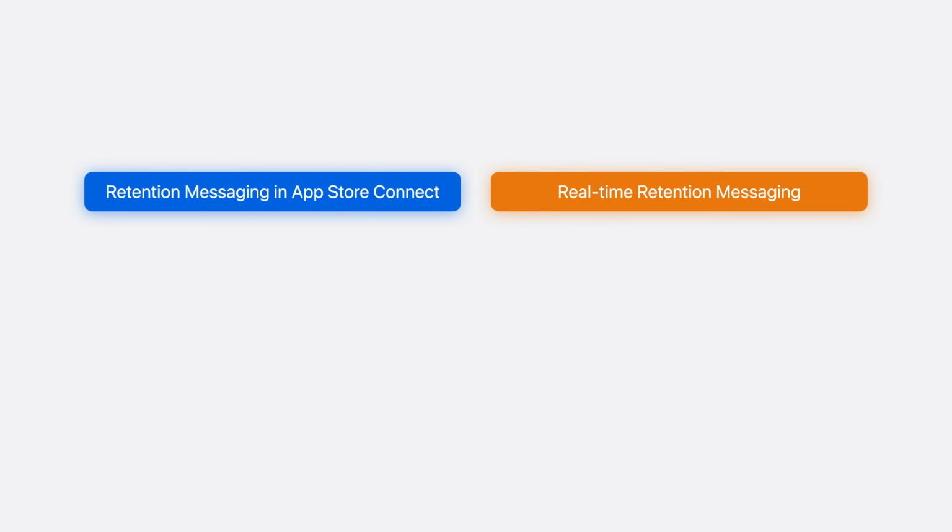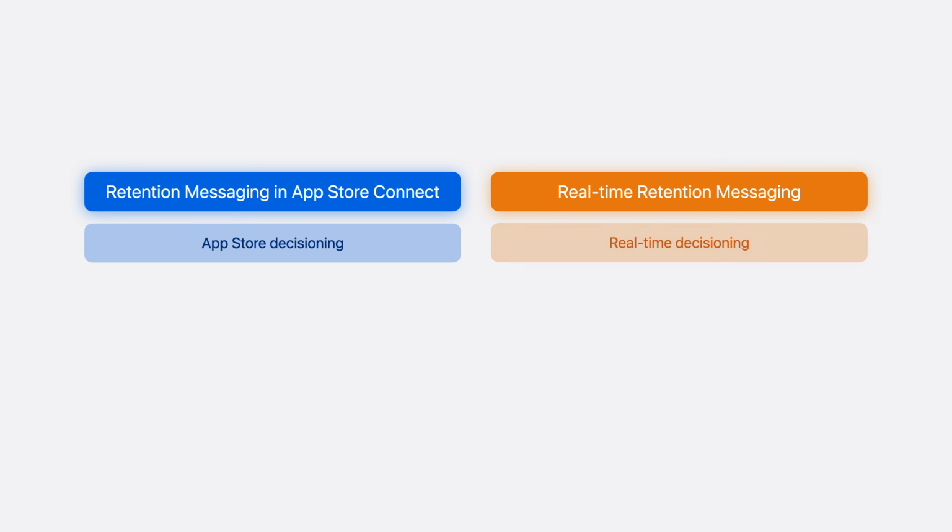Let's compare it with retention messaging in App Store Connect to help you find the right fit for your use case. The key difference between retention messaging in App Store Connect and real-time retention messaging is decisioning. Once retention messaging is set up for your subscription in App Store Connect, the App Store will show the message and any applicable offer to the customer without any further interaction with you. With real-time retention messaging, you choose what you want to show to each customer in real time.